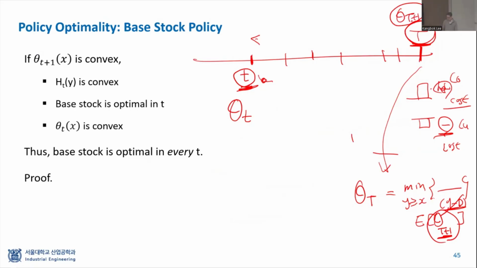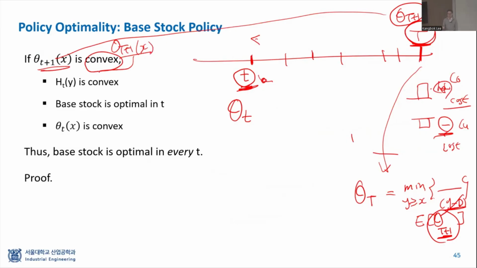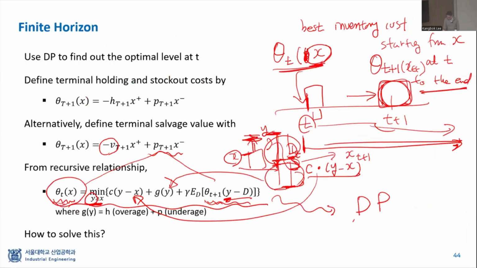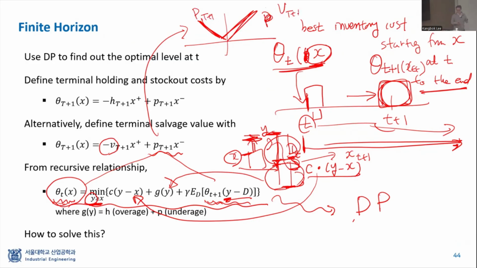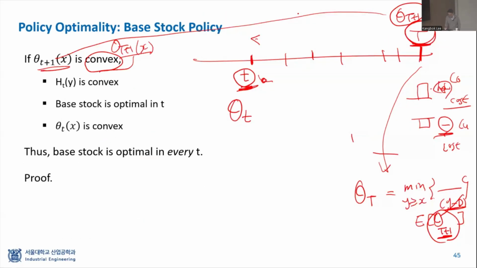That's the key point. So I know that, let's just make this theta t plus 1 of x a convex function. I can make it convex, because this kind of function just works like this. This is P, T plus 1, this is V, T plus 1, something like that. So it's quite a simple convex function. And because of that, I can assume that we are starting from the convex function.